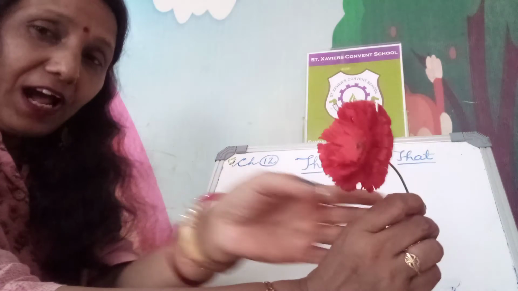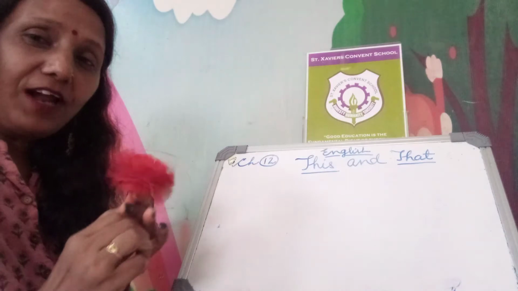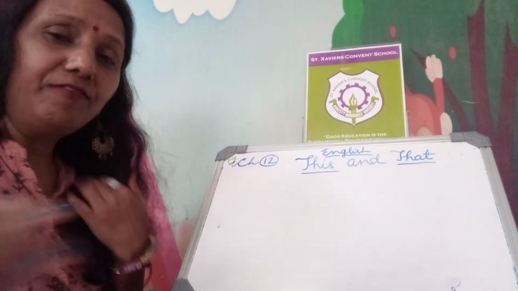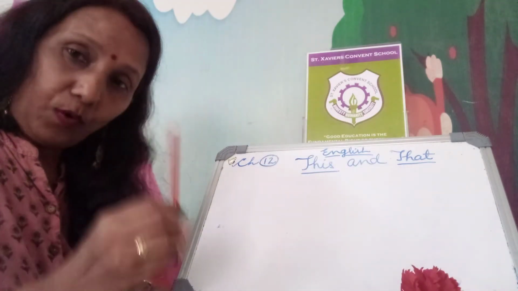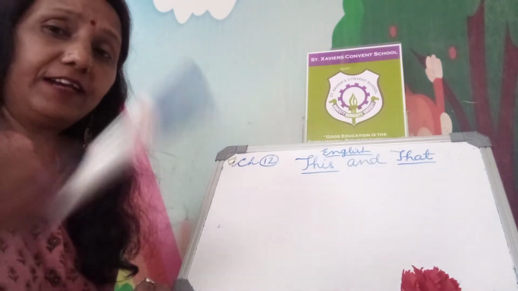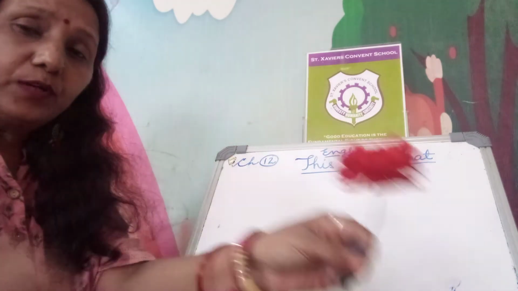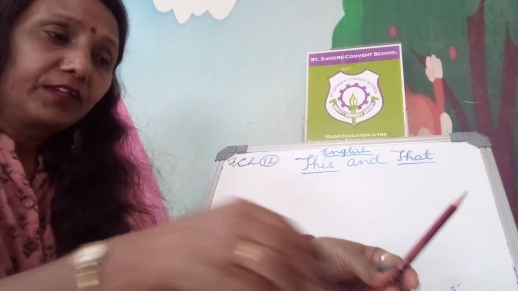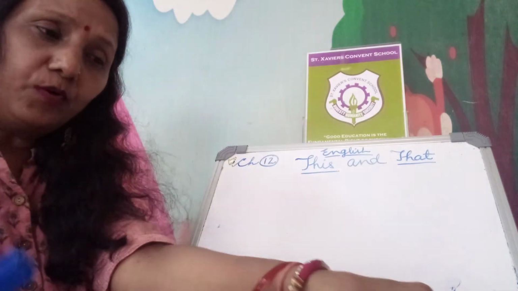Okay? If there are two flowers, what will happen? It will become those. Alright? Here, two flowers with me will become these. Two things will be these. But here we are studying that this and that are used with one thing only. If the thing is one and near to you, it will be called this. If one thing is far from you, that will be that.